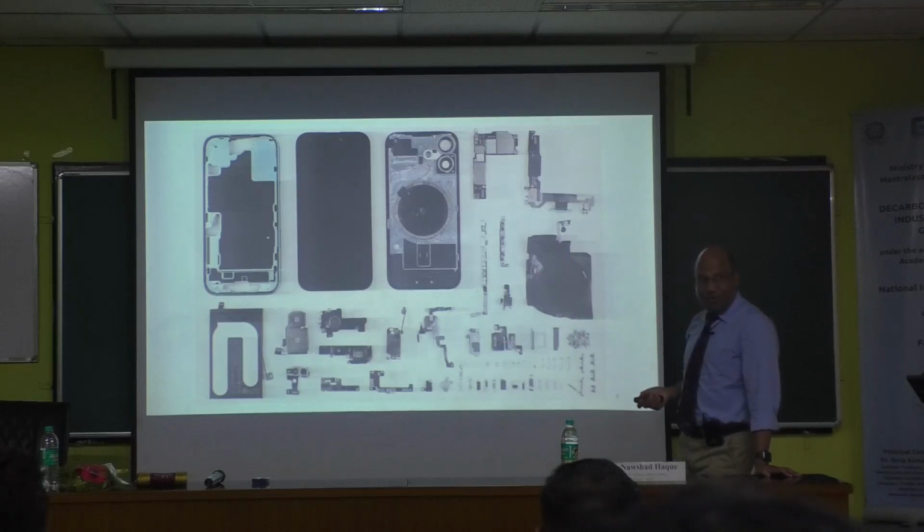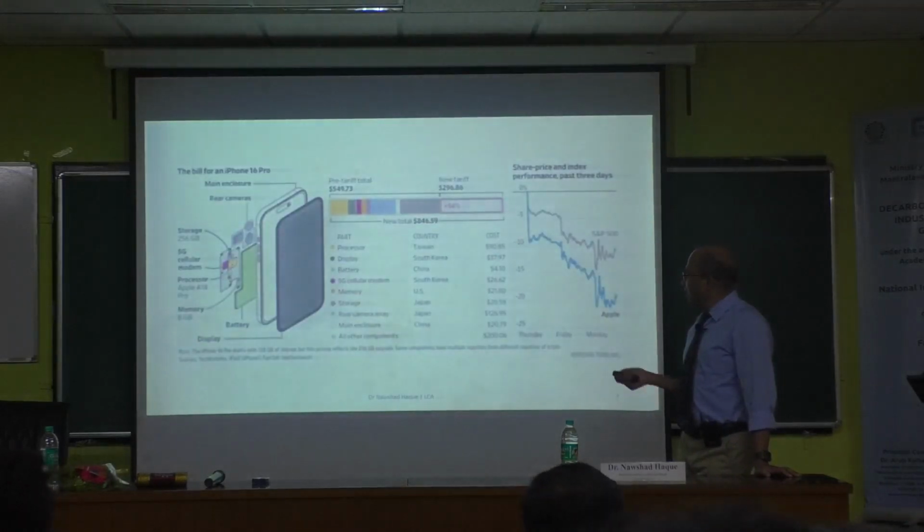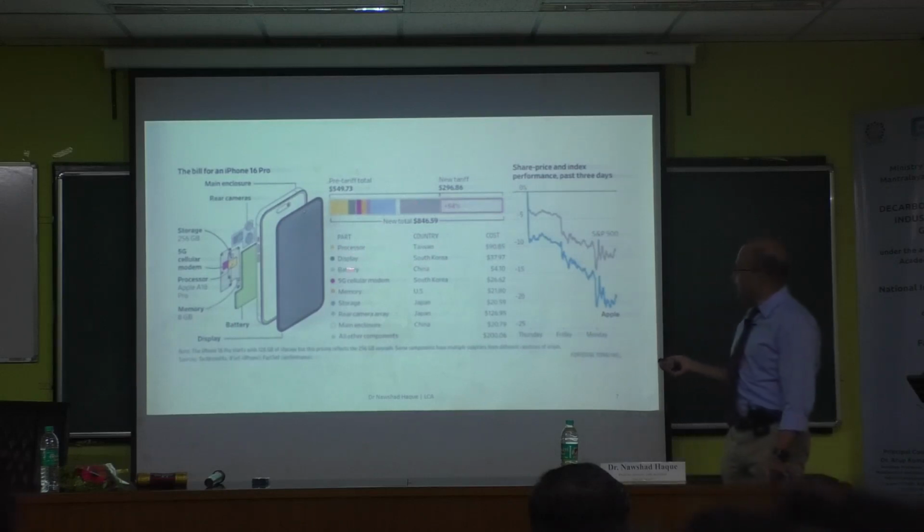I was fascinated. There are so many parts used, and different parts use different types of metal. So quite interesting. They say a typical iPhone production cost is $550. The processor comes from Taiwan, display comes from Korea, battery in China is $4 for an iPhone, and memory, all the components total about 500, and with the new tariff it might go up to $800 or something.